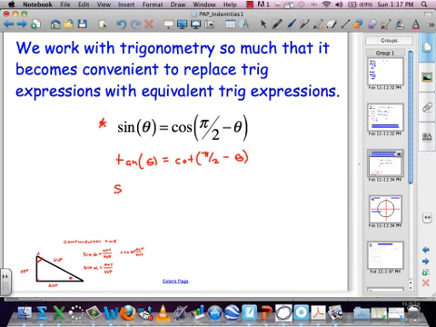Same thing for secant of theta. The secant of theta would be the same thing as the cosecant of the angle that's complementary to theta. And you can reverse all these as well. So, for example, the cosine of theta is the same as the sine of the complement to theta, which we write as pi over 2 minus theta. So you can fill in the other two that go with that.